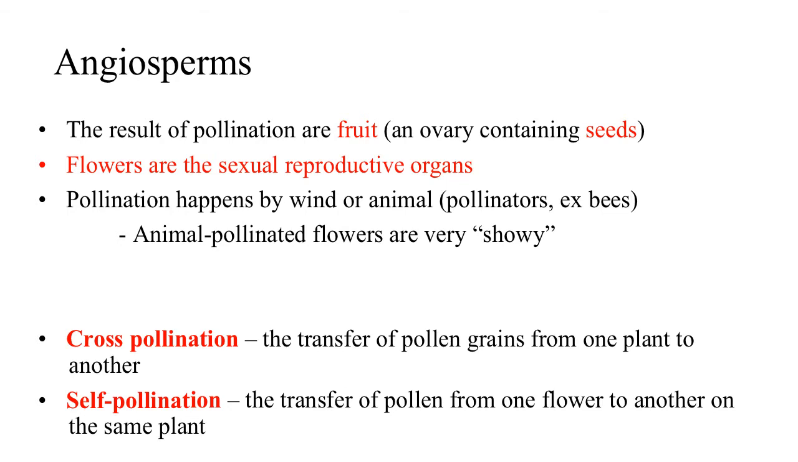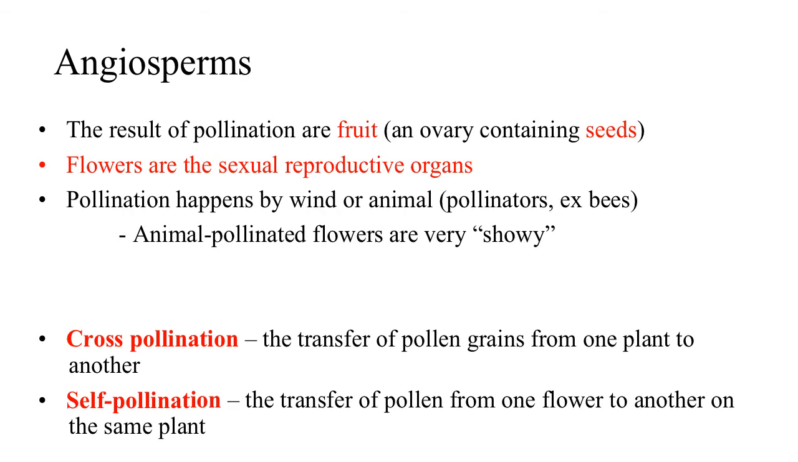And so here's where the birds and the bees come in. Pollination occurs as a result of wind or animal. Animals are pollinators like the birds and the bees. Flowers tend to be very showy and colorful and scented because it helps to attract these animals.